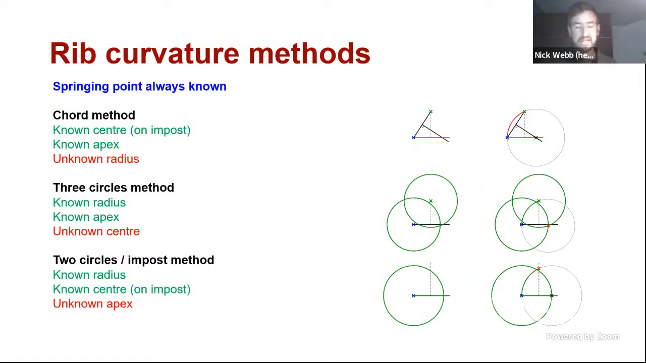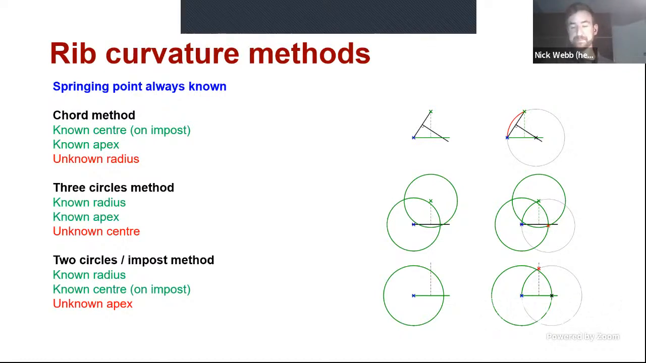The central strip that you see here, this is showing the 3 circles method, where the unknown is the arc center in relation to the impost level. And this method can be used to maintain a consistent radius if required, and it also enables the bolts to maintain a specified apex. And finally, at the bottom, we find the 2 circles method, where the unknown is the apex height. And this can therefore result in bolts with a variety of apexes, whilst maintaining a consistent and/or specified radius, as well as having arc centers on the impost line.